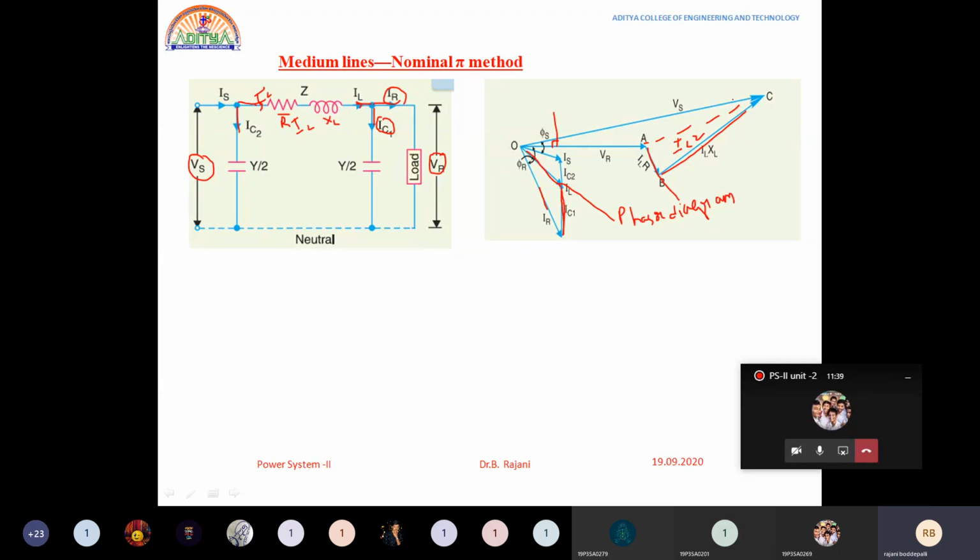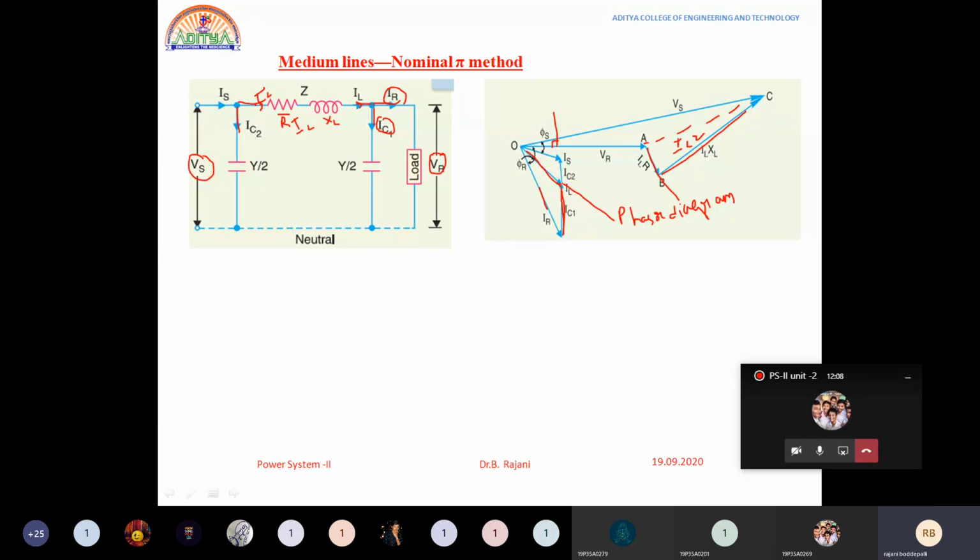Once after finding the value of Vs, the sending end current Is is the vector sum of IC2 and IL. What is IC2? The charging current. What is this called? This IC2 is called the charging current, which leads Vs by 90 degrees.